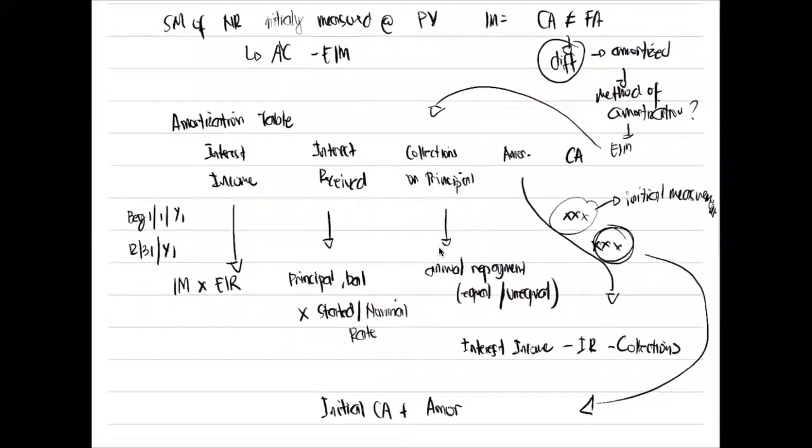We go back. The subsequent measurement of notes receivable initially measured at present value is your amortized cost using the effective interest method. So we amortize the difference between the carrying amount and the face amount using a method of amortization, and the method of amortization is known as your effective interest method. The general form in your effective interest method is through your amortization table.